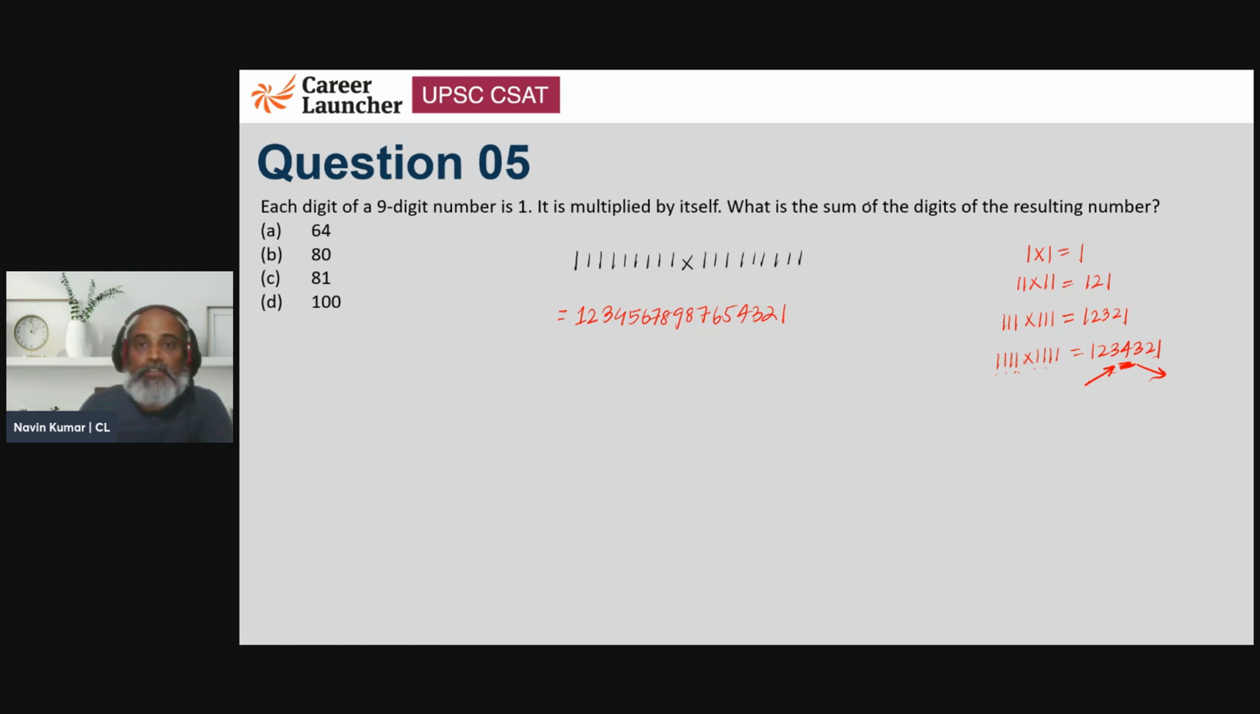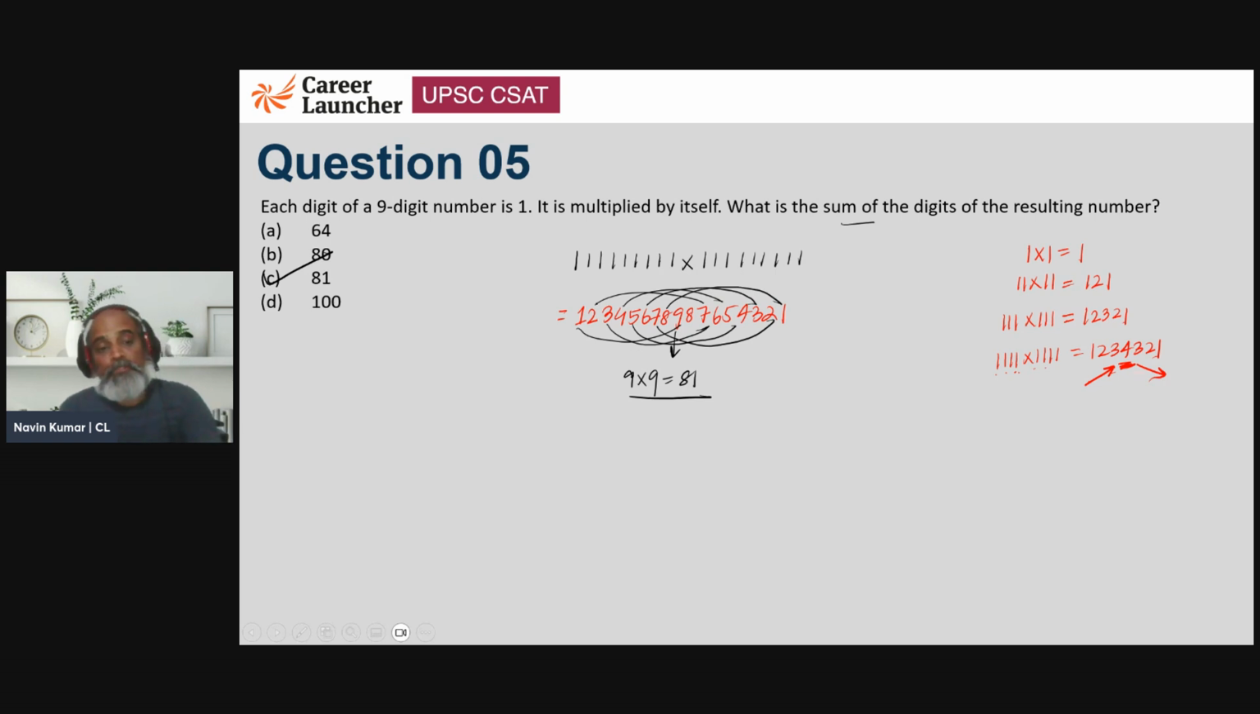Now we are asked to find what is the sum. So we have a 9. Then we can take 8 plus 1 is 9, 7 plus 2 is 9, 6 plus 3 is 9, 5 plus 4 is 9, 4 plus 5 is 9, 3 plus 6 is 9, 2 plus 7 is 9, 1 plus 8 is 9, right? So we are getting 9s. How many 9s are we getting? We will be getting 9 9s. So this will result in 81.